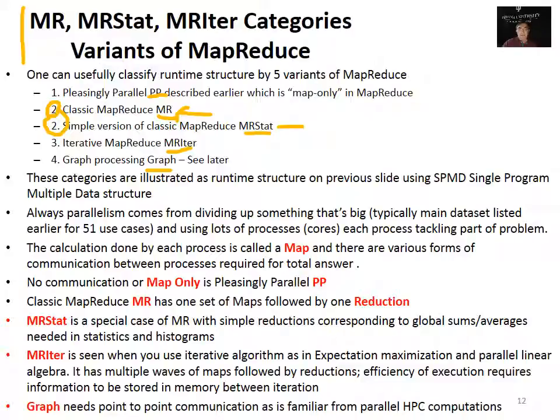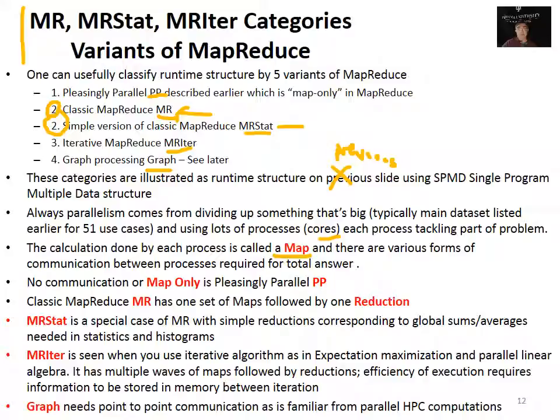Actually, this is illustrated on the previous slide. I changed the order. And the parallelism comes from dividing something up that's very big, such as the set of all events in the Large Hadron Collider, and taking lots of processes or cores, and each process taking part of the problem. That's how the maps get done.